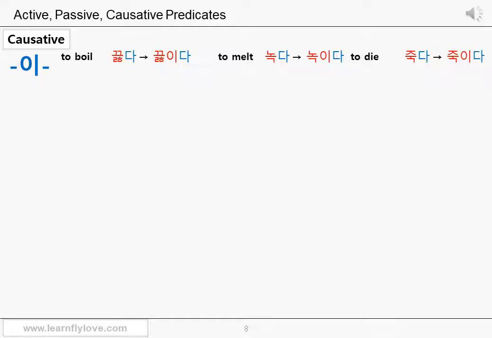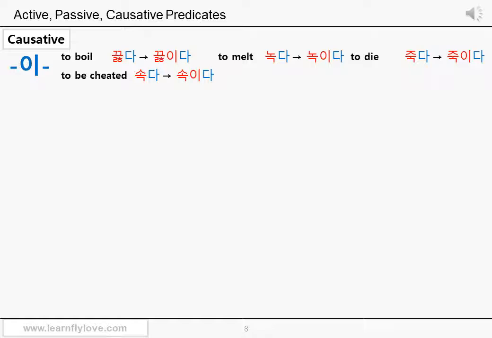This is exactly why we keep saying that you should remember especially the causative verbs separately as different words. Passive verbs can be related to their base forms, but causative verbs can be totally different words like die and kill in English. Okay? Let's see the next predicate.